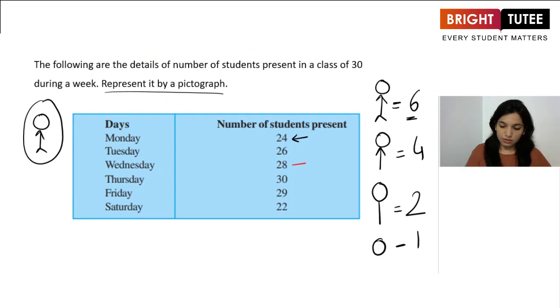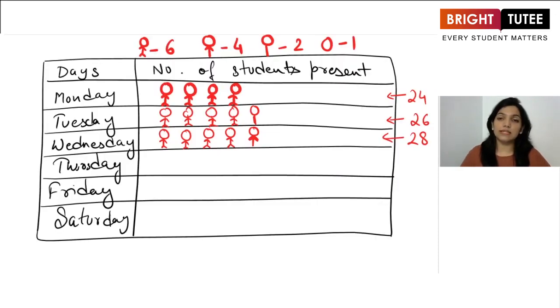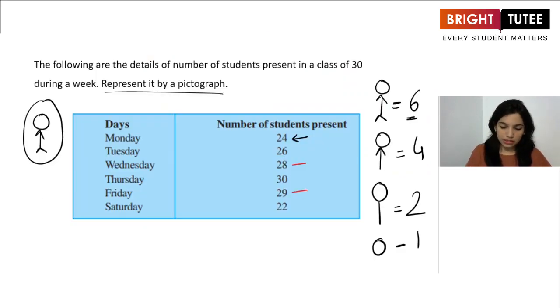Now moving to Thursday. On Thursday it is 30, right? 30 is there in the 6 times table. Let us draw 5 complete figures. So 6 times 1 is 6, times 2 is 12, times 3 is 18, times 4 is 24, times 5 is 30. So 5 such images represent 30 students. Clear?